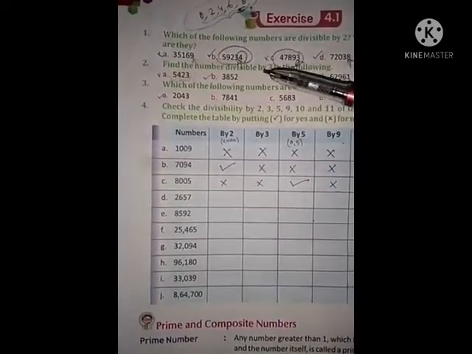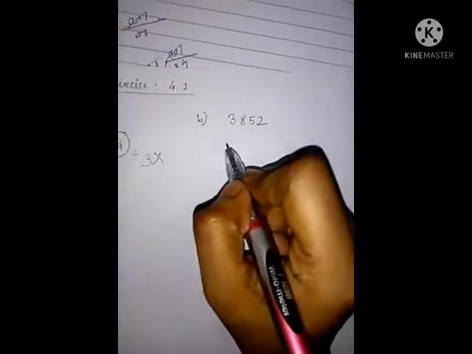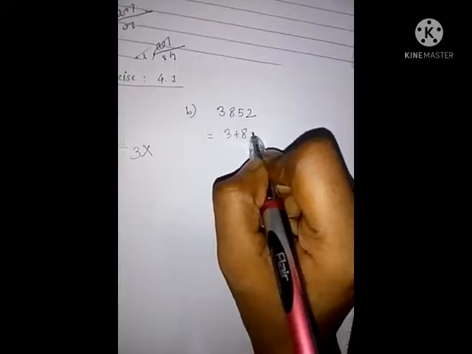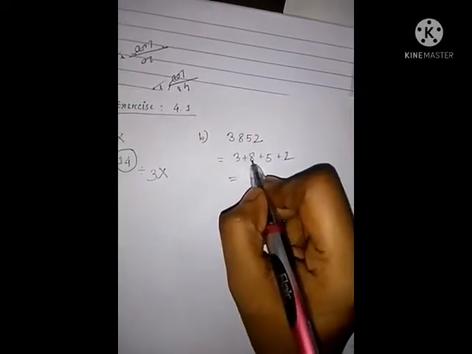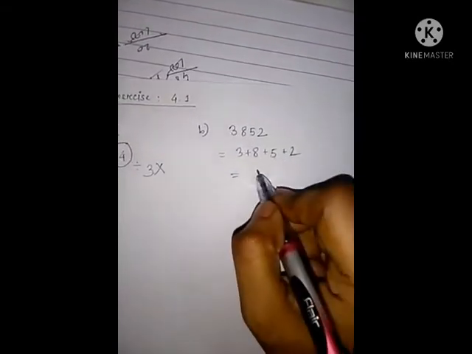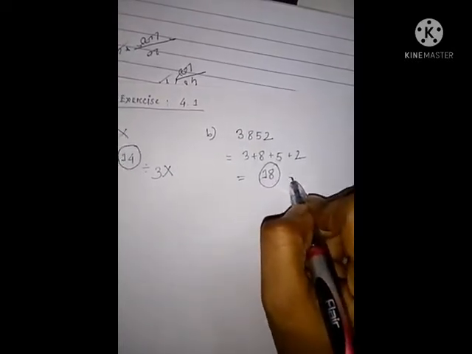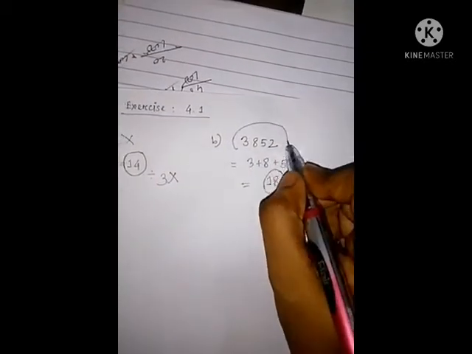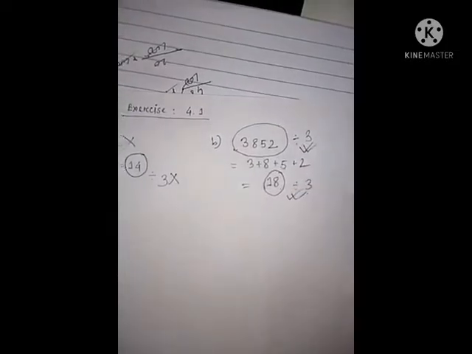We are going to take another example, example B. First of all, we have to find out the sum of each of the digits. 3 plus 8 is 11, 11 plus 5 is 16, 17, 18. So 18 is divisible by 3. This is divisible. So we can say that this number is also divisible by 3. Understand?